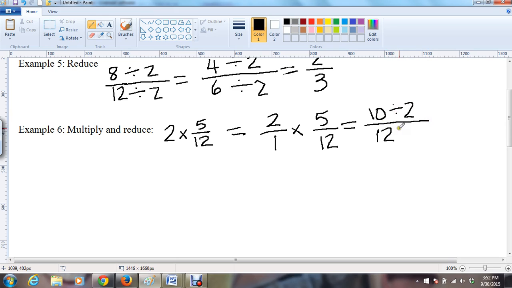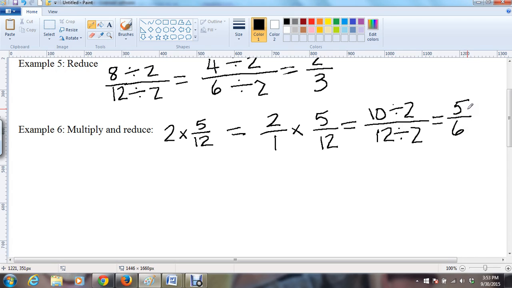So I'm going to divide the top by 2 and the bottom by 2. It has to be the same number. I can't multiply the top by one thing and the bottom by another thing. I have to multiply or divide the top and the bottom by the same number. 10 divided by 2 is 5, and 12 divided by 2 is 6. So this is the reduced fraction for 10/12, and it can't be reduced any further because 5 and 6 don't have any common factors. Nothing will go into both 5 and 6. Actually, 5 is prime, so nothing will go into 5 except 1 and 5.